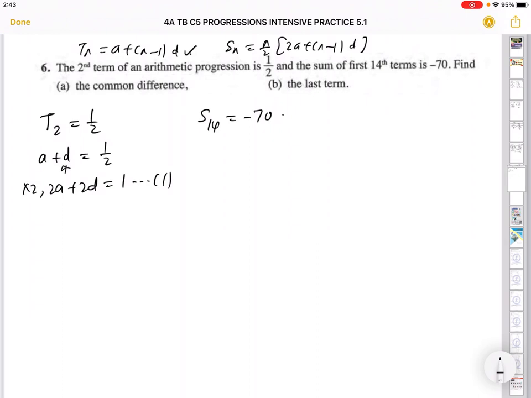Your n is 2, n minus 1 is 1. a plus 1d equals to half. Okay, the second one is n over 2, 2a. My n minus 1 will be 13, d is an unknown, the result negative 70. So now, I don't want to times n because I think it's easier to just use it.